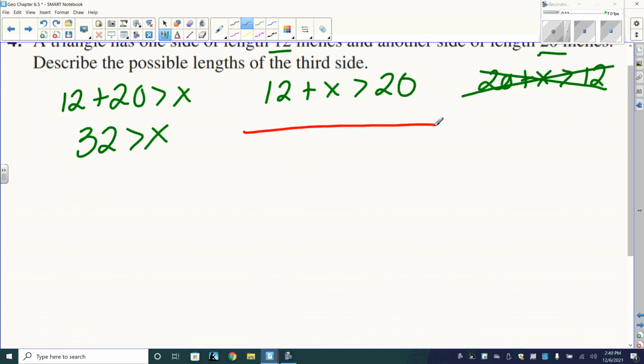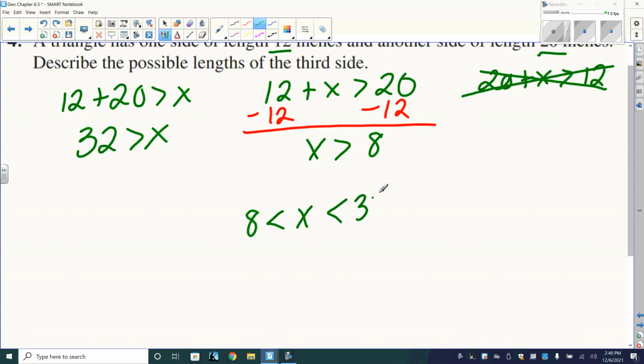What would we do for this one here? We need to solve for x. So we can subtract 12 from both sides. x has to be greater than 8. So 8 is less than x is less than 32. And this here would be our answer.